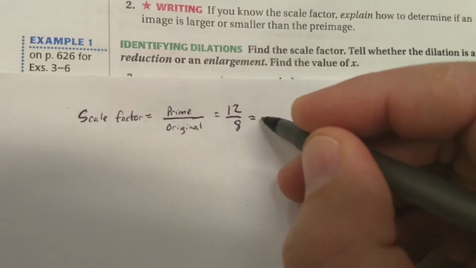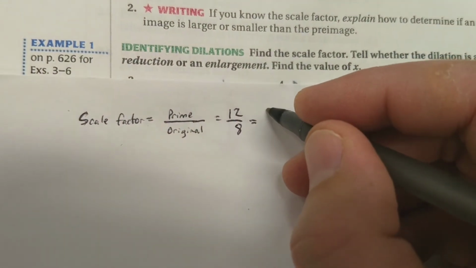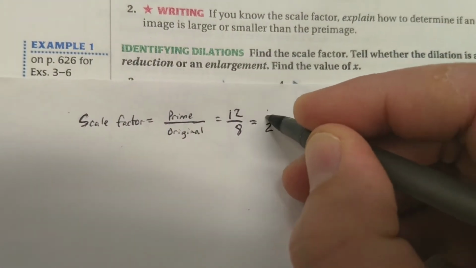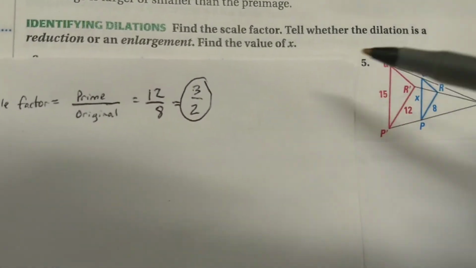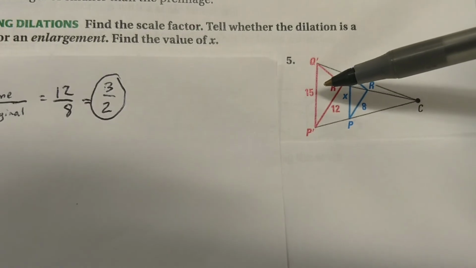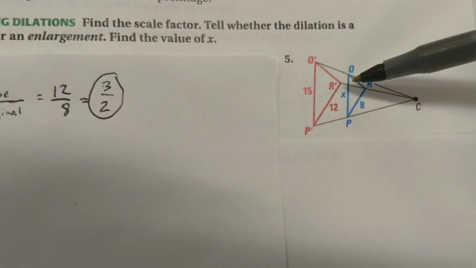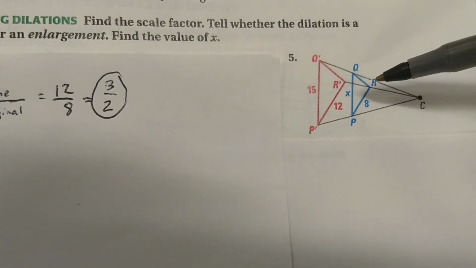I'd want to simplify that down, divide 4 out of each one, and call that 3/2. So there's my scale factor, 3/2 or 1.5. In other words, this red prime image is 1.5 times as large as the blue image.